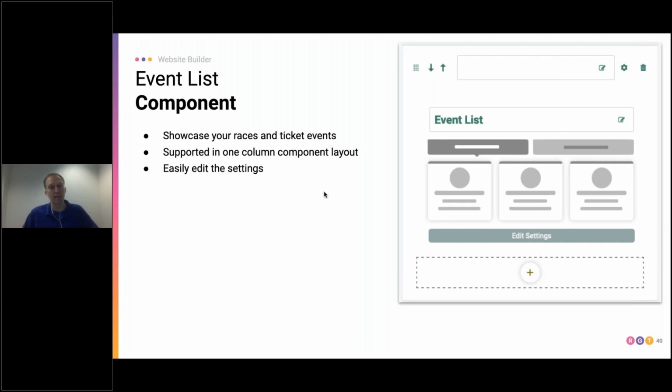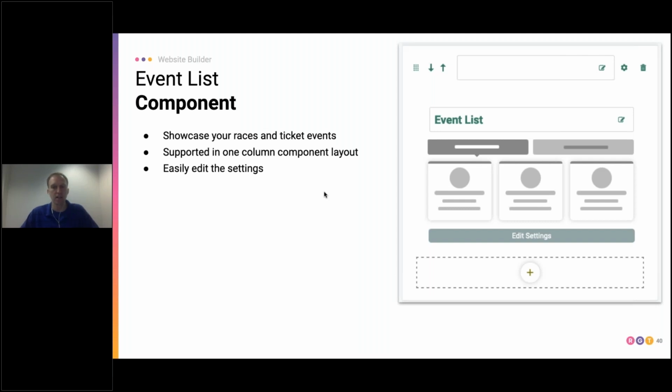Or if you wanted to segment it, again, you can add multiple components. You can have a page where you're just showcasing your races, and another page where you're just showing off your ticketable events, and you can customize the event list to separate them. Or you can just say, these are the events that my organization puts on, doesn't matter what it is, and they're all in one spot. So it's really cool. This is supported in the 1-column layout because we have a grid view as well as a list view, and we'll show those on the next one because it's very easy.